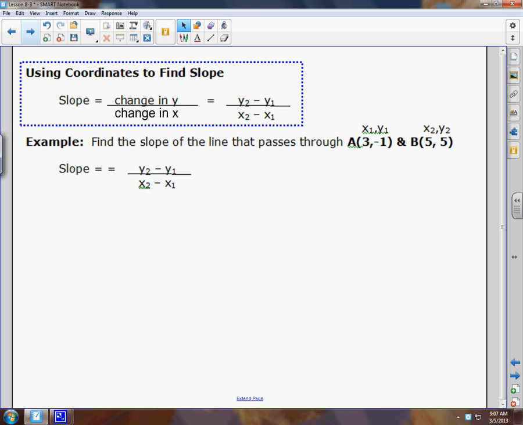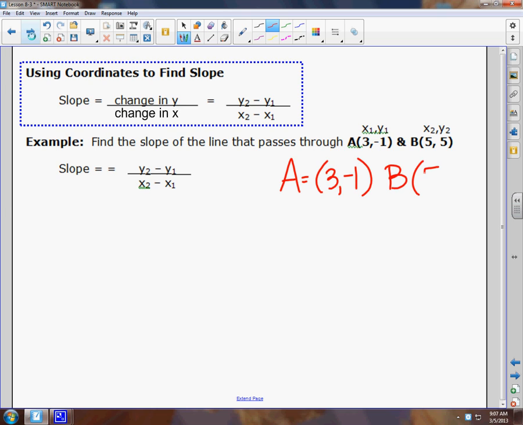All right, so you can also use the coordinates to find slope. So this one says, find the slope of the line that passes through these points. So A is 3, -1. And B is 5, 5. Well, what they do is they label each of these points. So they say, okay, this is X and this is Y. We all know that from the previous lesson and from just knowing math. X and Y are the coordinates.